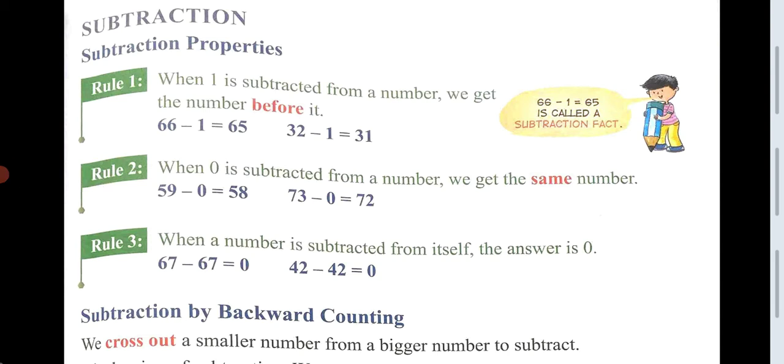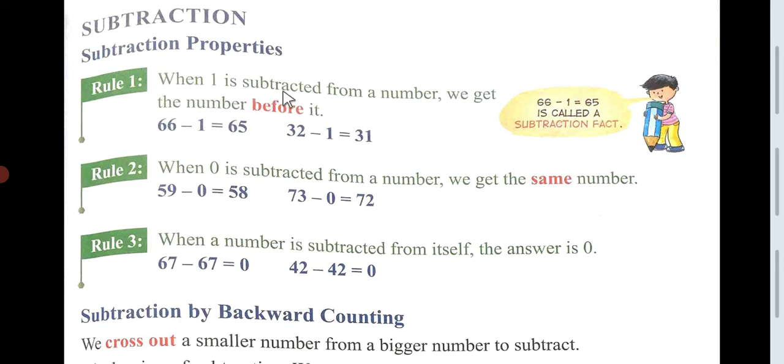We have started the chapter, that is chapter number 2, addition and subtraction of two-digit numbers. We have already studied about the two-digit numbers. Now we will follow up with page number 33, that is subtraction. Subtraction properties.